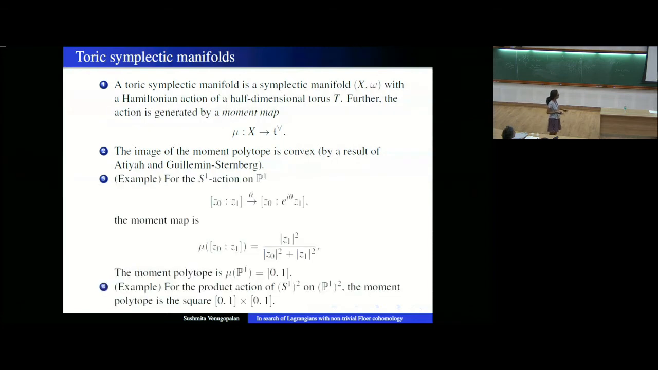So let's look at a couple of examples. The simplest example is the S1 action on P1.